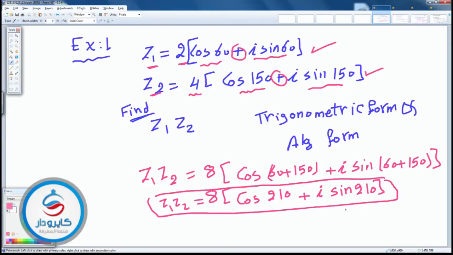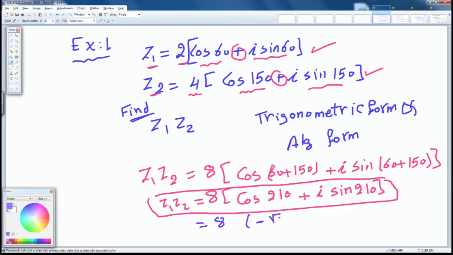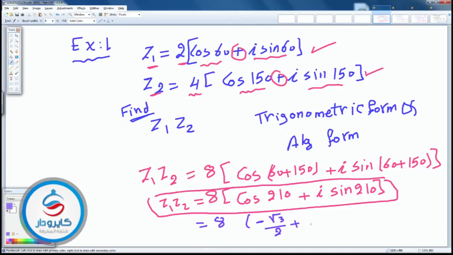trigonometric form. So if we need to change it into algebraic form, just calculate 8 cosine 210 equals negative cosine 30, which will be negative root 3 over 2, plus I sine 210, which will be negative half. So the final answer will be, yes, negative 4 root 3 minus 4 I, and this is negative, take care, and this is the algebraic form.